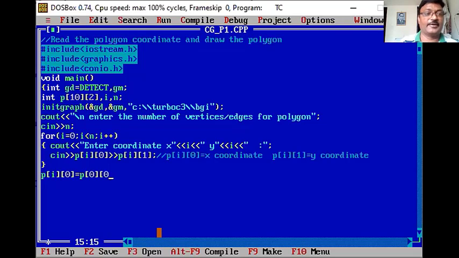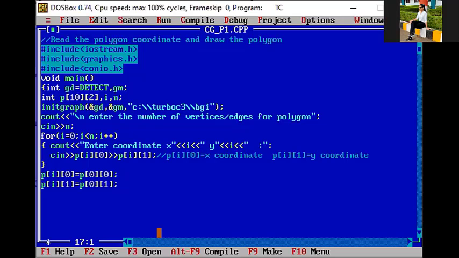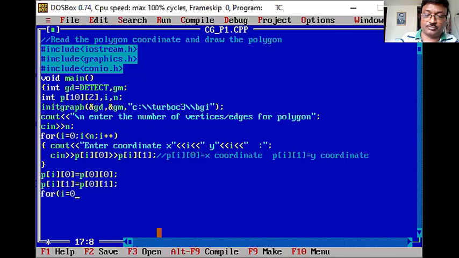So this is my last point, means that p1 dash point I am storing. Now to draw the polygon, again you have to start with the for loop, for I equals 0, I less than n, I plus plus.